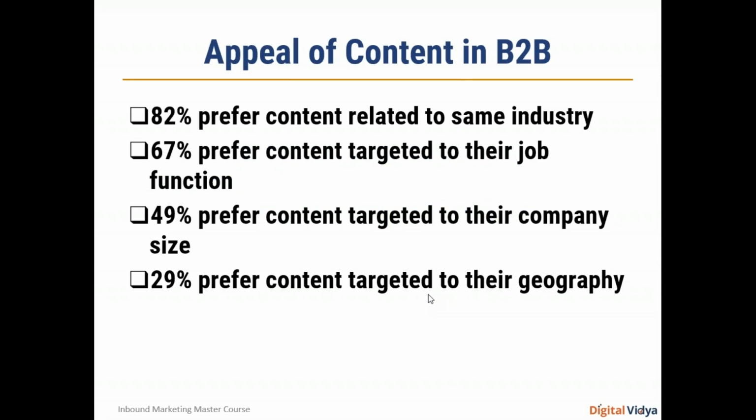This particular slide talks about the content preferences in B2B. When you're sending emails through automation tools, people prefer content which is related to their industry, their job, their company, and geography.